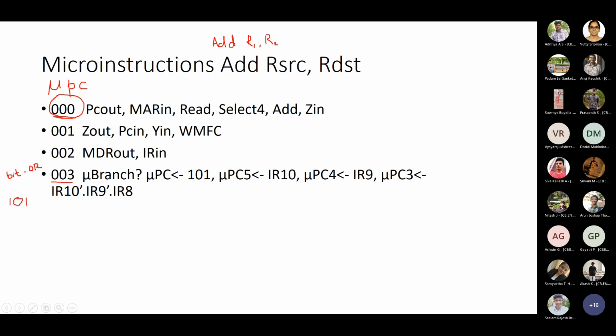So first you load 101 to MuPC. Then based on the addressing mode, you manipulate bit 5, bit 4 and bit 3 of MuPC so that you get the branching address. Since it is register direct, we found that the branching address is 101. So in 101, you will write the next instruction exclusive for add in register direct addressing mode.